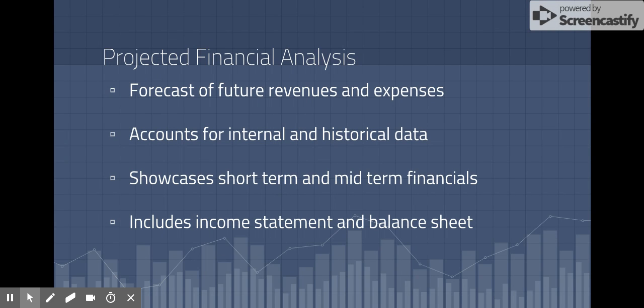Next, we have the projected financial analysis. This is the forecast of future revenues and expenses. Furthermore, it accounts for internal and historical data. This will simultaneously showcase short-term and mid-term financials. Finally, it includes income statements and a balance sheet.